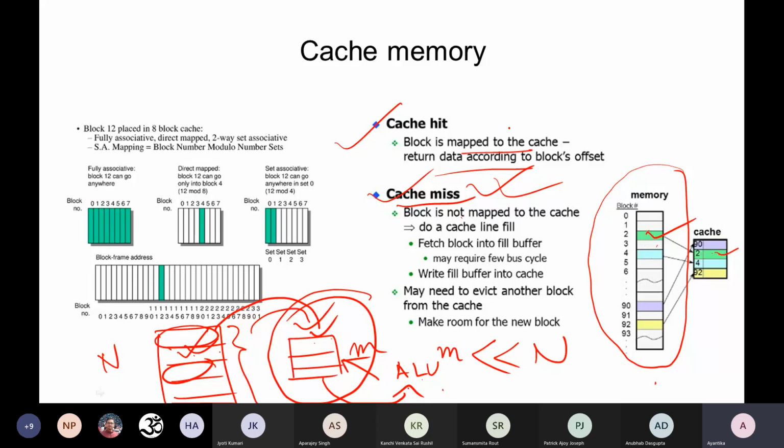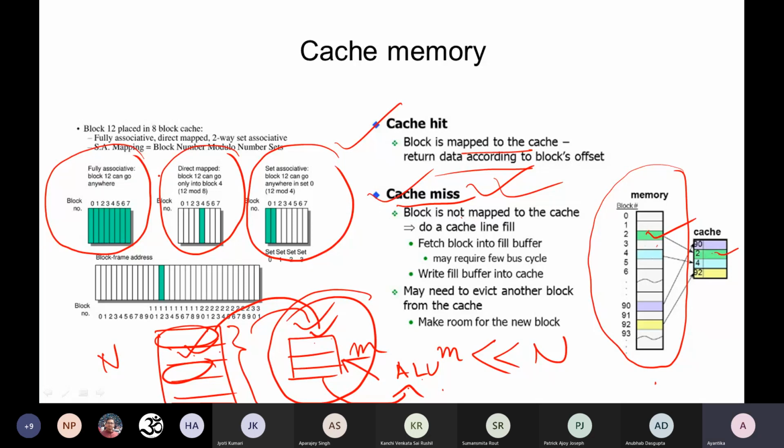There are three types of mapping. One is fully associative mapping. One is direct mapped. One is set associative mapping. Now, fully associative and direct mapped are two reverse, opposite situations. In the case of fully associative mapping, the idea is, let's say you have some number of blocks, these 12 blocks, they can go anywhere.